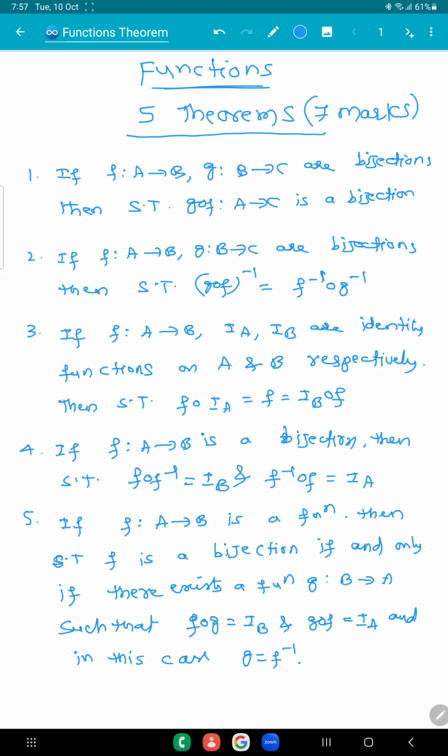Now we are going to discuss the functions, 5 theorems which are important for the Board of Intermediate examination for junior intermediate. So before, once see these questions, these are most important questions from functions for LAQs. So observe that these theorems, 5 theorems. Now I am going to start the concepts first.